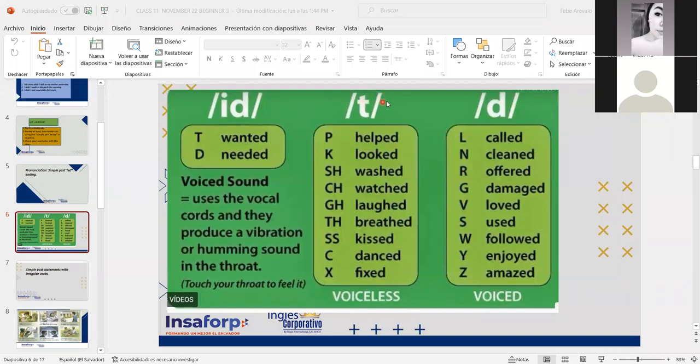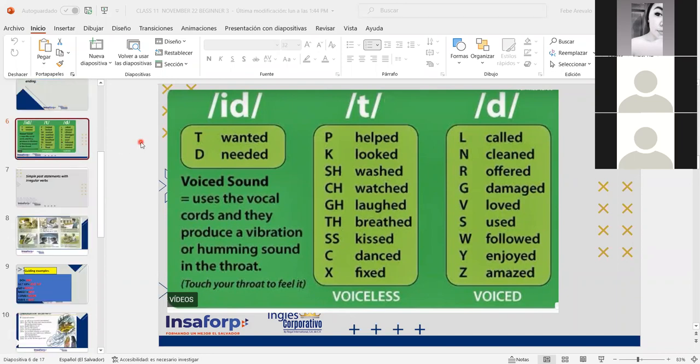So let's go with Sonia del Tránsito, please. Wanted, needed, helped, looked, watched, loved, breathed, kissed, danced, fixed, called, clean, offered, damaged, loved, used, followed, enjoyed, amazed. There you go, excellent, Sonia.